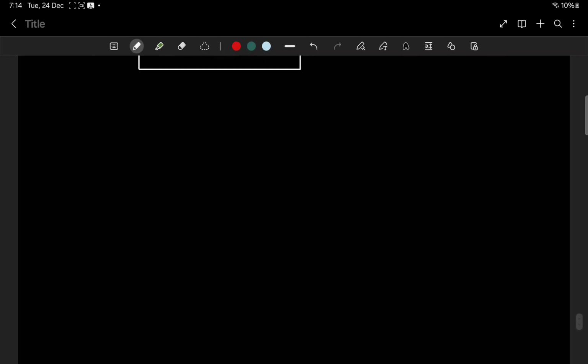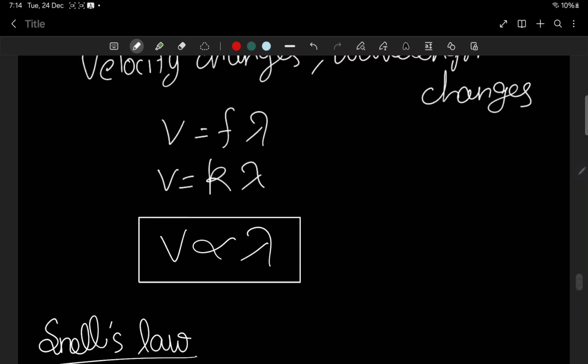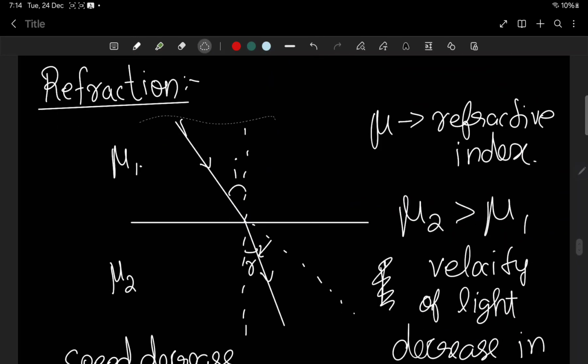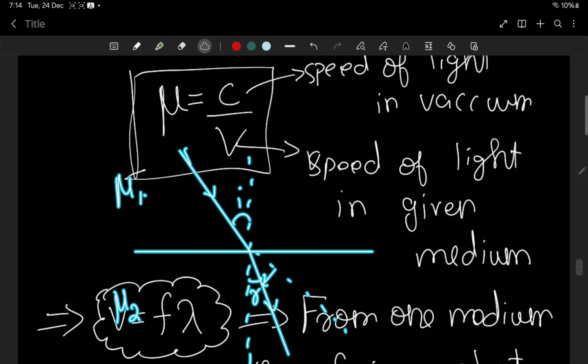Now we'll be coming to Snell's law. In the laws of refraction also the same plain thing is being told.